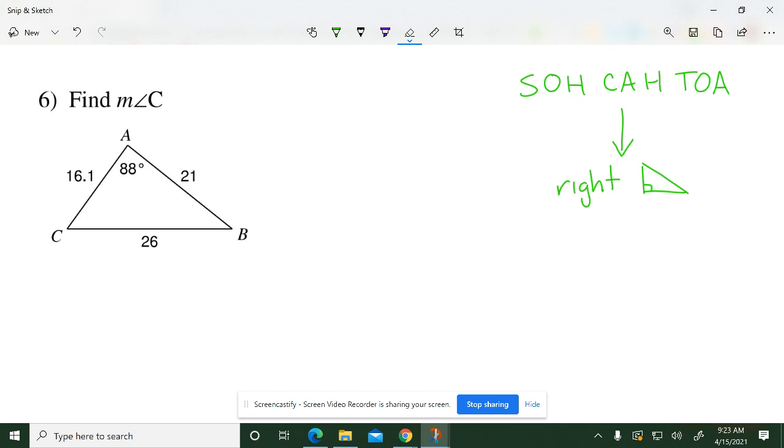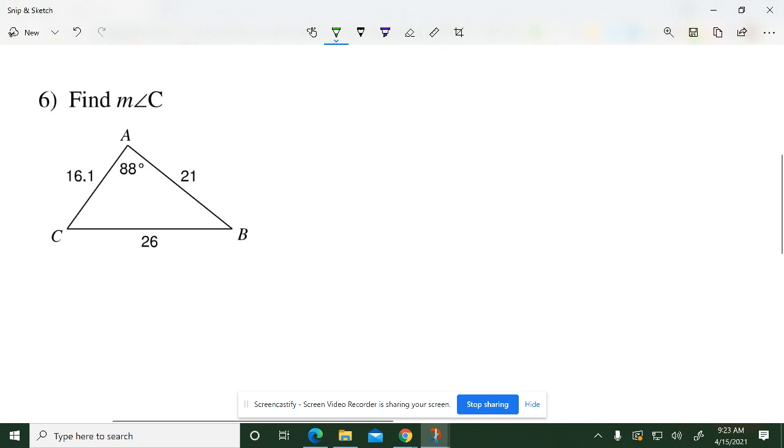So keep that in mind. If you have a triangle that does not have a right angle, you can't use SOHCAHTOA. You'll have to use something like law of sines. So on number 6, and this is actually a problem from your assignment, so make sure you get this one down. It says find the measure of angle C.